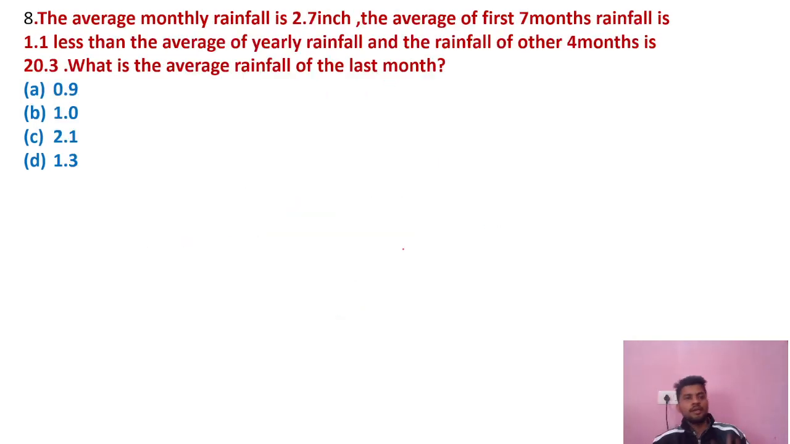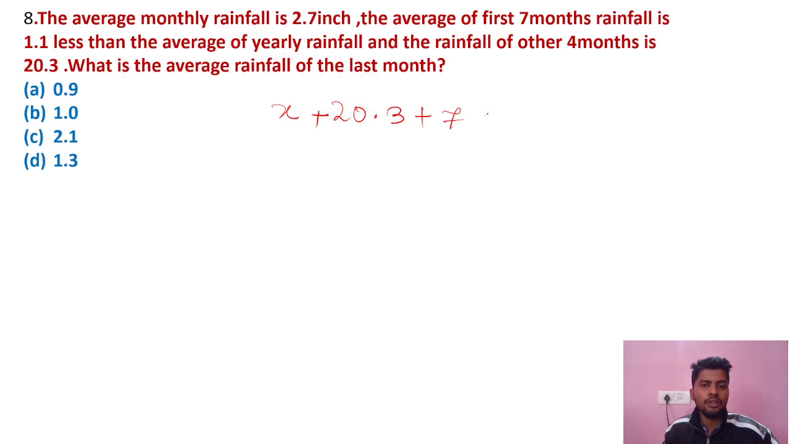Okay, next. The average monthly rainfall is 2.7 inch. The average of the first 7 months' rainfall is 1.1 less than the average of the yearly rainfall, and the rainfall of the other 4 months is 20.3. What is the average rainfall of the last month? Okay, so the average rainfall of the last month is x, for example. For 4 months, the rainfall is 20.3. And for the 7 months, what is the rainfall? The rainfall is 1.1 less than 2.7 inch, less than the average. So 2.7 is 1.1 less, that leads to 1.6.